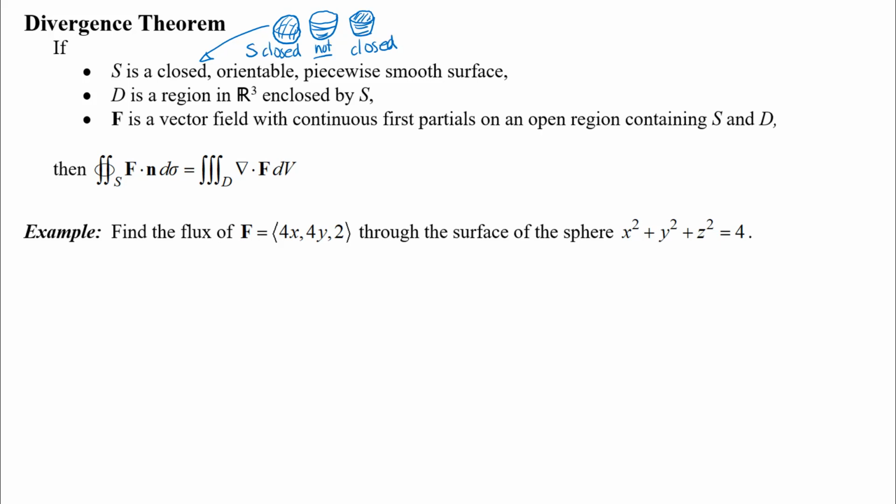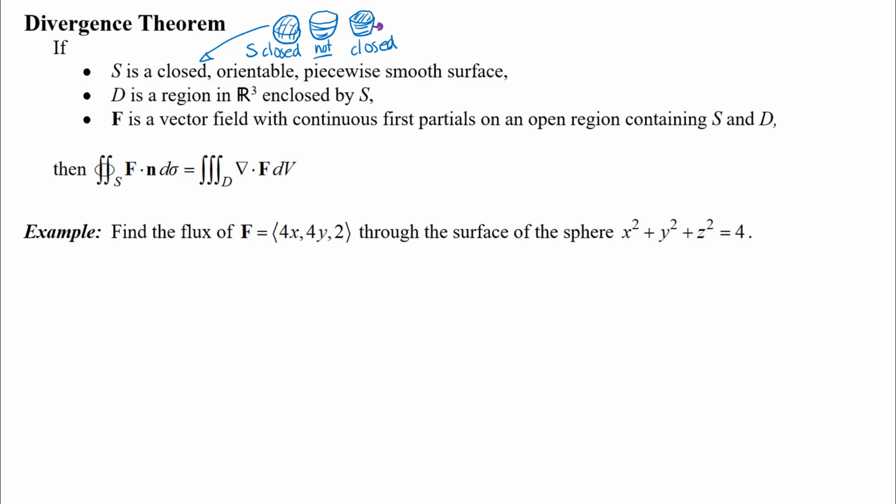surface. I need my surface to be orientable, so that means I need to be able to define an outer unit normal. So we looked at some examples before. We looked at the Möbius strip, which is a non-orientable surface, and we need our surface to be piecewise smooth.